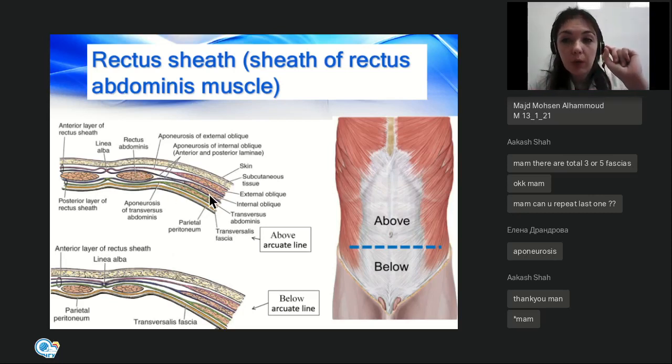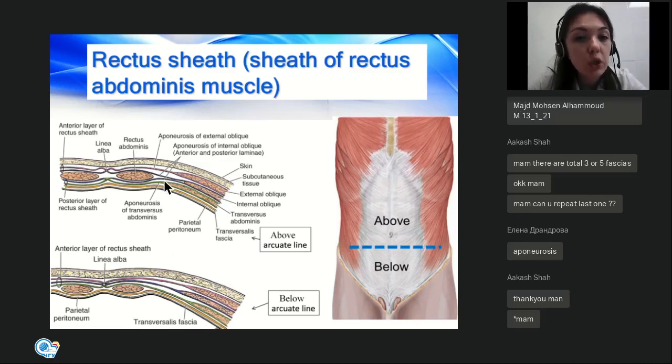Internal oblique abdominis muscle aponeurosis is divided into two lamina, two layers, superficial and deep. So superficial layer forms anterior wall also of rectus sheath, and deep forms posterior wall, together with aponeurosis of transverse abdominis muscle. Behind the transverse abdominis muscle, there is also transverse fascia, and behind the transverse fascia, there is parietal peritoneum. What is it? We will study in the next semester. Okay, but below the arcuate line, structure changes.